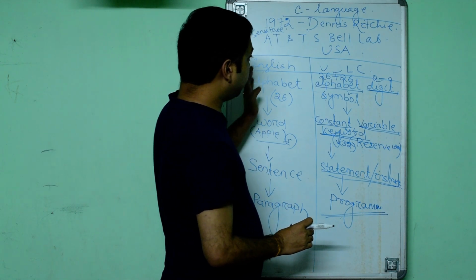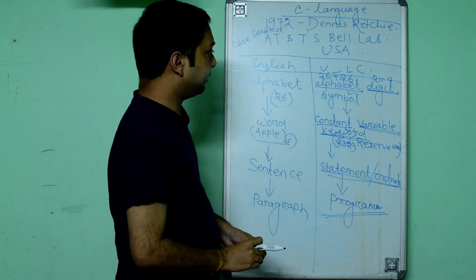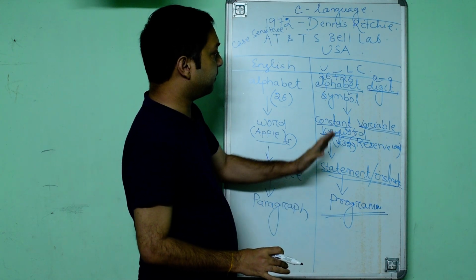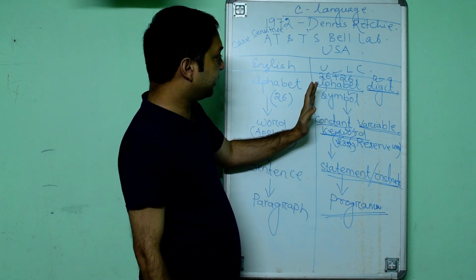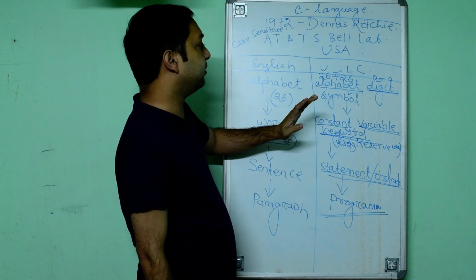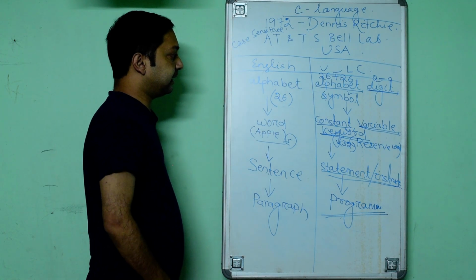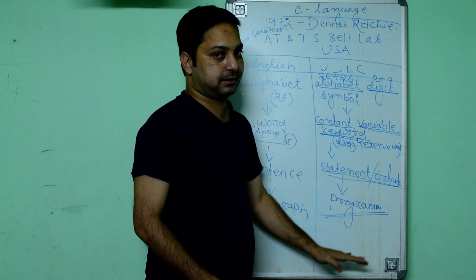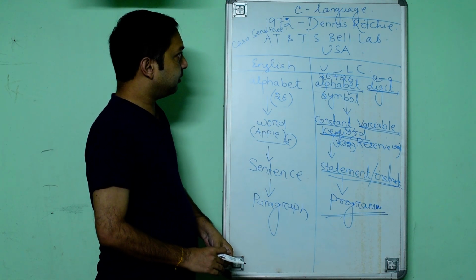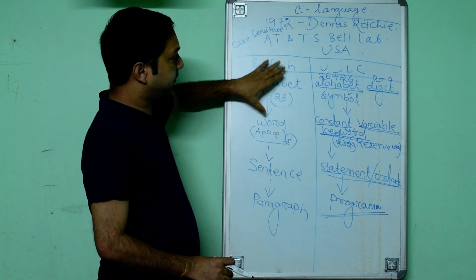So these are the primary tokens of any programming language. This may be valid for C, for C++, or for Java. These are fundamentals and they are valid for all programming languages. So that's all for the fundamental parts.